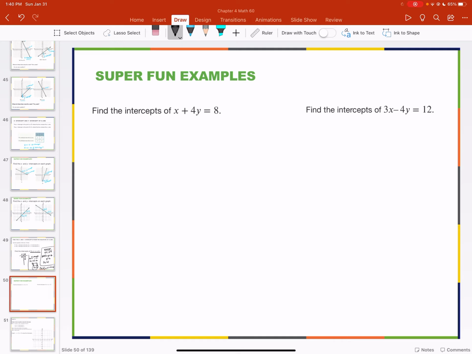Okay, let's find a couple more. Let's say here we have x plus 4y is equal to 8. To find the y-intercept, we let x equal 0.